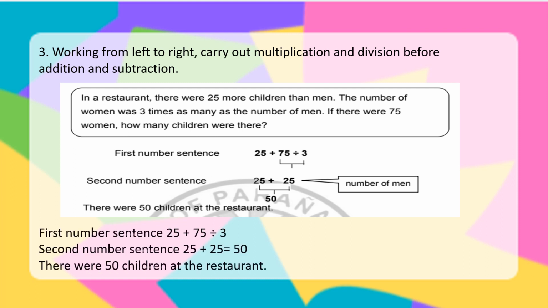So for our first number sentence, we're going to write 25 plus 75 divided by 3. Second number sentence will give us 25 plus, we're going to solve first the division, right? So 75 divided by 3 will give you 25. And that will be written in the second number sentence. Then, we're going to solve 25 plus 25, which will give us the number of children in the restaurant, which is 50 children.